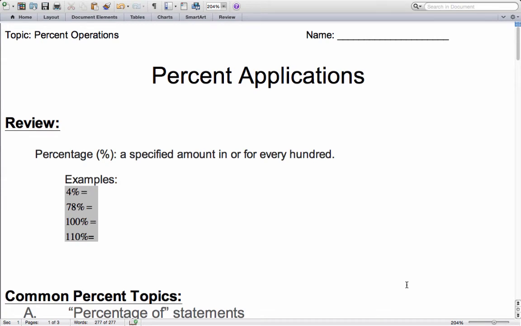Let's first start with a review of percentage. Percentage is a specified amount in or for every 100. Let's take a look at these examples.